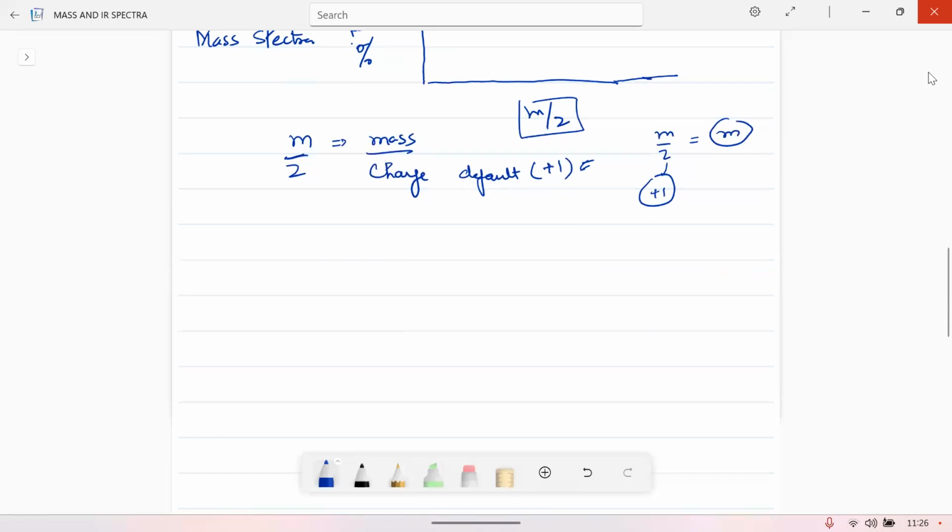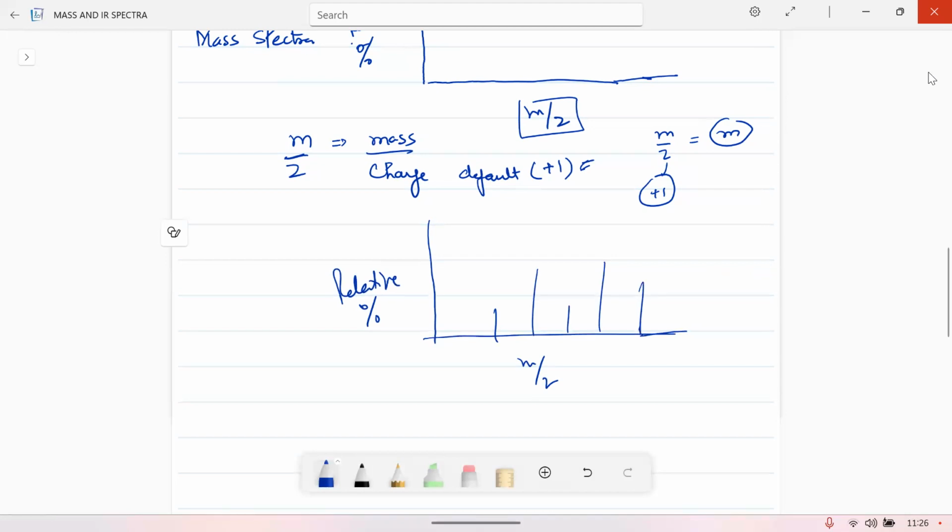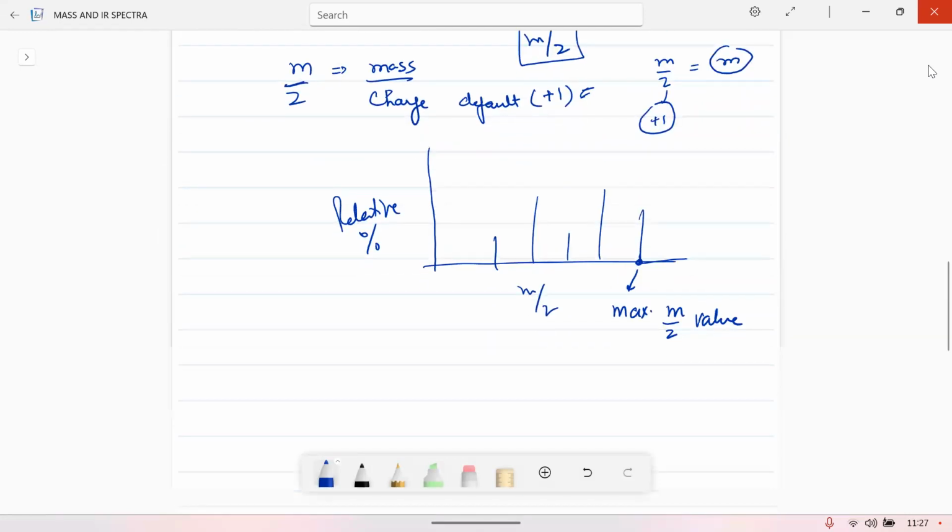Now, first thing is, how are we going to get, let us say when you have a mass spectra, these are your M by Z values, and these are your relative percentage. Yes. Now, you may have some peaks like this, like here. So the maximum M by Z value, remember this thing, the maximum M by Z value represents the MR of the substance.